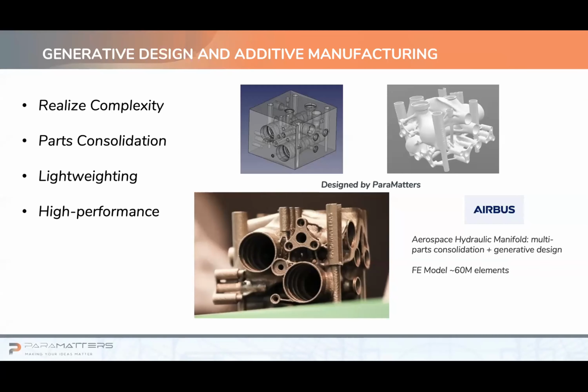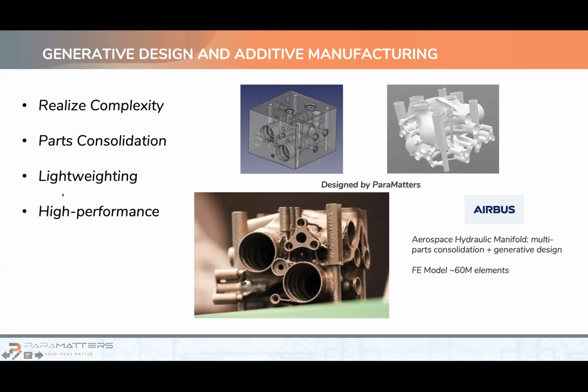And traditional CAD is tailored for traditional manufacturing. So in order to realize the complexity, we need new design tools which can create this complexity. And definitely CAD is not there. We need generative design tools. Second, which is very important, it's also part consolidation, which leads to more effective supply chain. Of course, lightweighting and high performance.